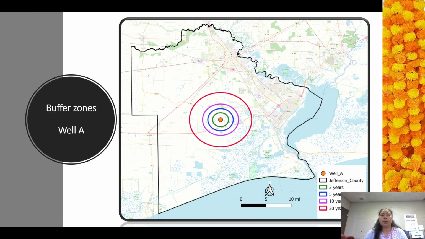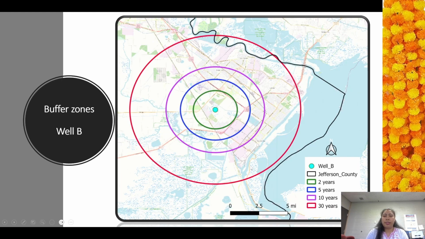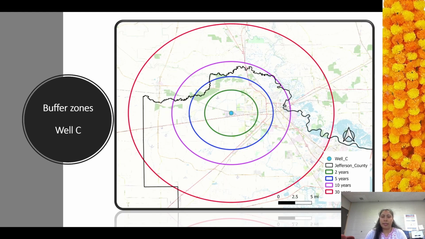So it has the buffer zone for well A. The center circle is well A. This is the clipped portion of Jefferson County. The green ring is the buffer zone for time of travel equal to 2 years. The blue one is for 5 years. The magenta one is for 10 years, and the red one is for 30 years. And similarly, we have obtained similar rings for the buffer zone for well B, which is a little bit enlarged, and then for well C as well.